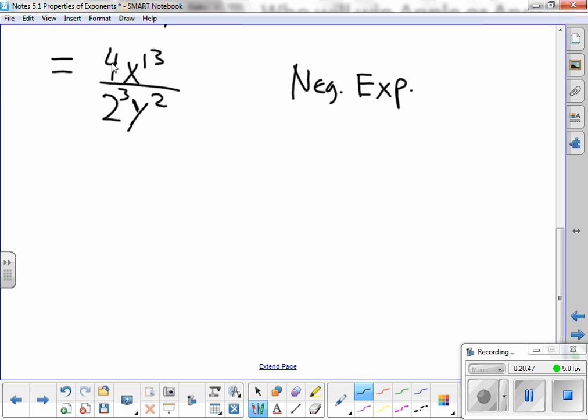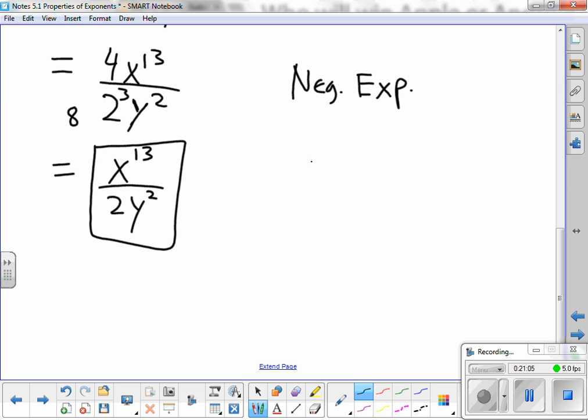It's kind of a lot working with properties. These are smaller numbers, so you can go ahead and just work with this. So 2 to the third is an 8. So 4 over 8, that's going to be 1/2. So x to the 13th over 2y squared. The reason behind that is just all simplifying.